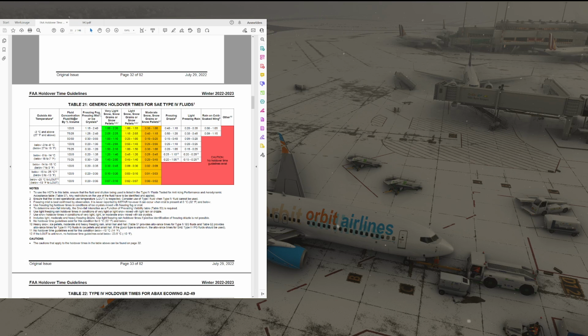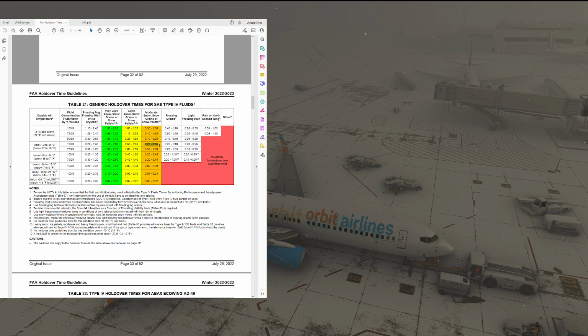Now, for that we can see that very light snow would give us a holdover time in the region between 1 hour 45 to 2 hours 5. Light snow, snow grains or snow pellets give us 55 minutes to 1 hour 45, and moderate snow gives us 1 hour 25 to 1 hour 55. Now, how do we know how heavy the snow actually is?